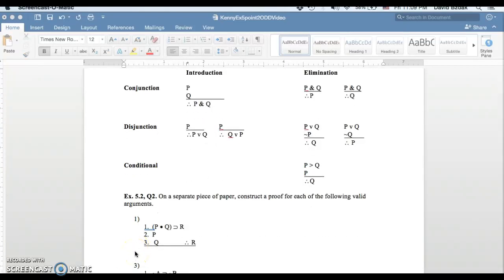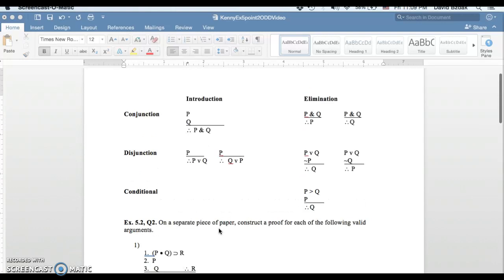Okay, this is exercise 5.2. I'm going to do some of the problems from Q2, some of the odd numbered problems. The even numbered problems are assigned for homework. Now the difference between 5.1 and 5.2 is an additional rule gets added, namely the conditional elimination rule.